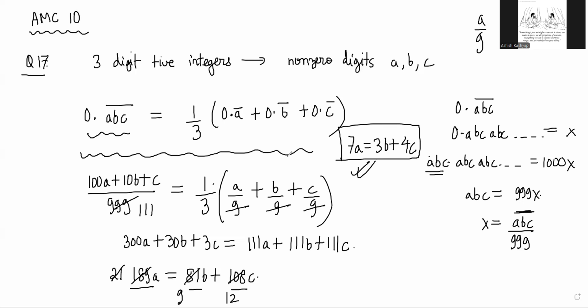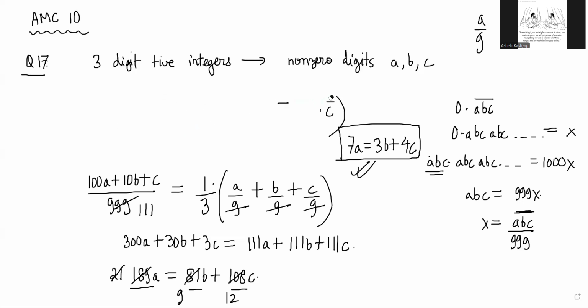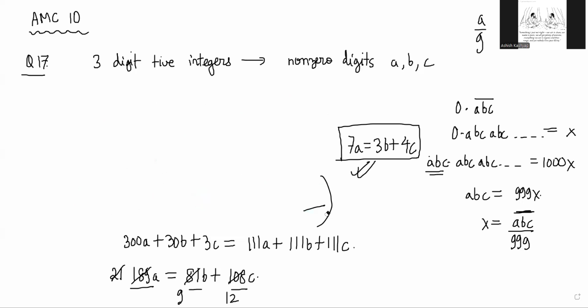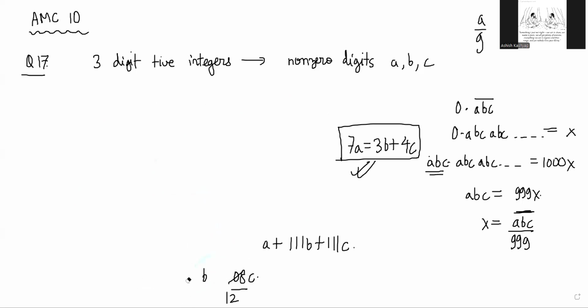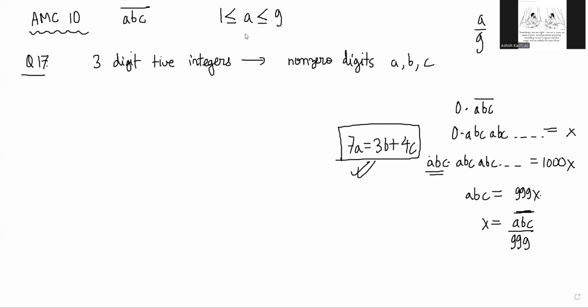Okay, so once we have 7A is equal to 3B plus 4C, now we have to think of which positive integers we can put here for ABC. Obviously, we know that the digits are all non-zero, so A, B, C are between 1 and 9, right? And you have to find all possible three-digit numbers, where 1 is less than or equal to A, less than or equal to 9, and that holds for B and C also. But we have to satisfy this condition at all times, right?